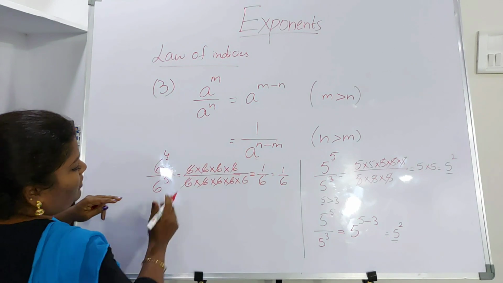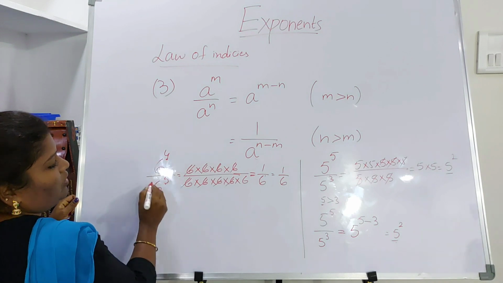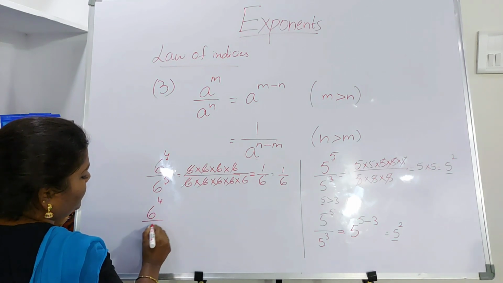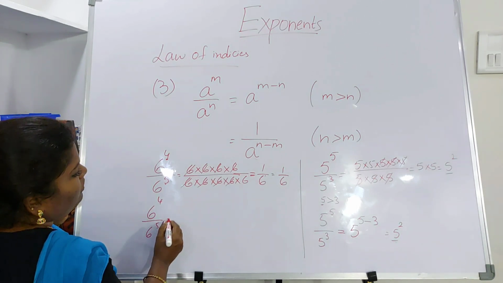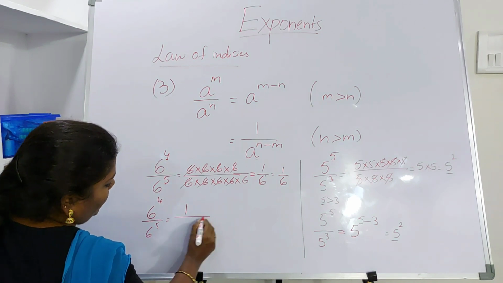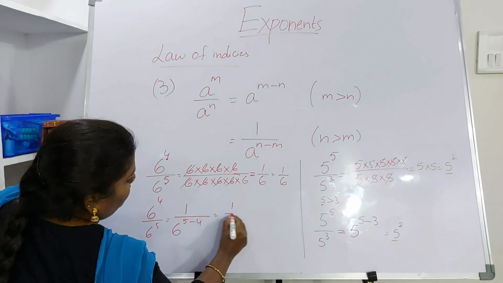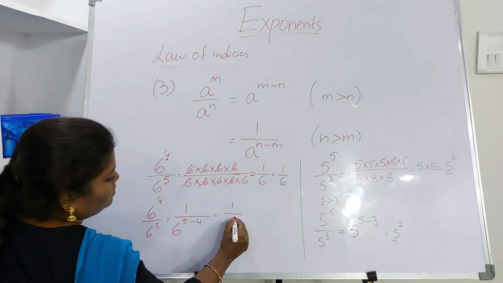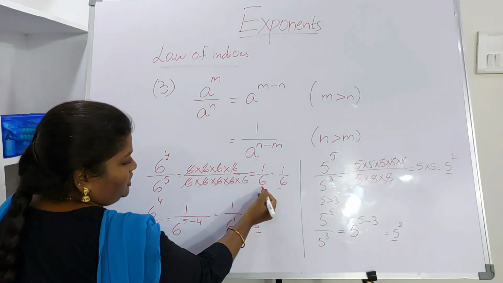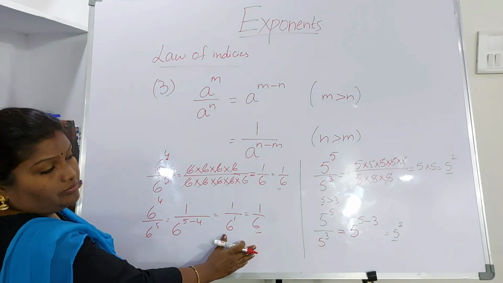Now by using the formula, here n is 5, m is 4. Now here n is greater, so 6 power 4 by 6 power 5 is equal to, according to the formula, when n is greater, we need to take 1 by 6 to the power of 5 minus 4, that is 1 by 6 to the power of 1, so that is 1 by 6. Instead of expanding and cancellation, we can use this formula for an easy calculation and to get the answer easily.